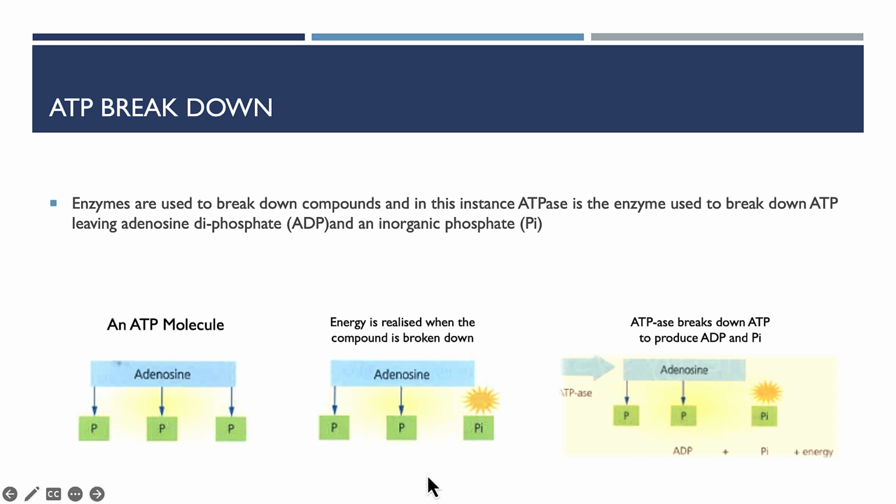As we can see here, our ATP starts off like this, so adenosine and then three phosphates, and energy is released when the compound is broken down. So by using the enzyme ATPase to break down the ATP, it starts to create energy. This energy is then the start of the process that is used by your body to make movement.